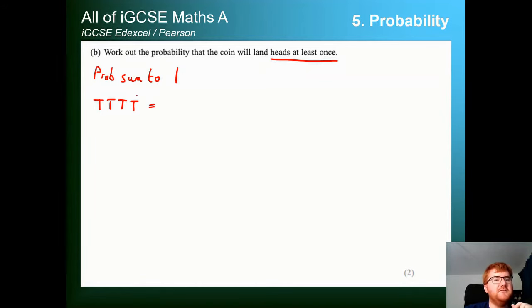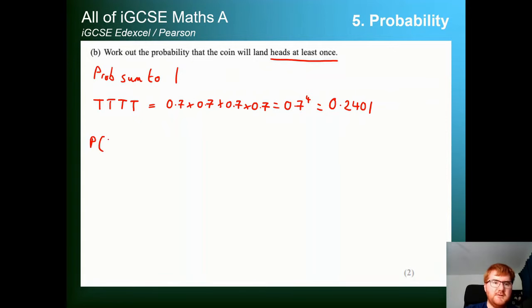Now if we work out the combination of tails, tails, tails, tails, that's going to be 0.7 times 0.7 times 0.7 times 0.7. Again, I'm sure most of you are writing this down, hopefully. 0.7 to the power of 4. And we pop this in. So that gives us 0.2401. So to work out the probability, working backwards, of heads at least once, rather than adding up all those combinations, we can then just do 1 minus this one combination of tails, tails, tails, tails.